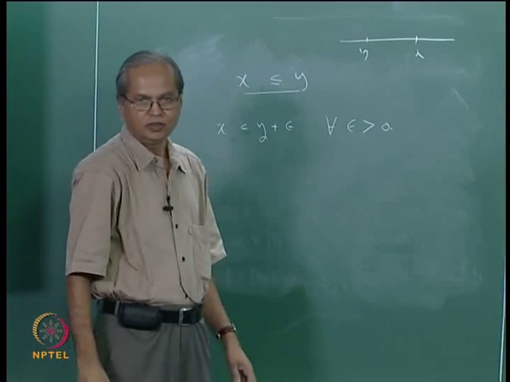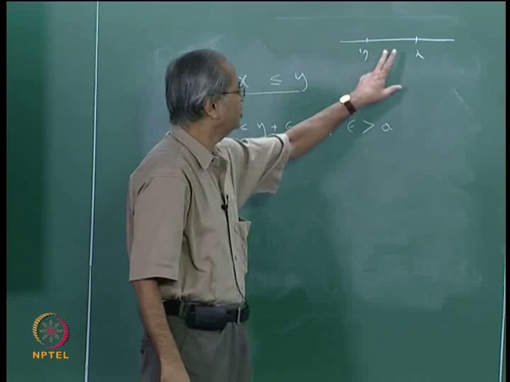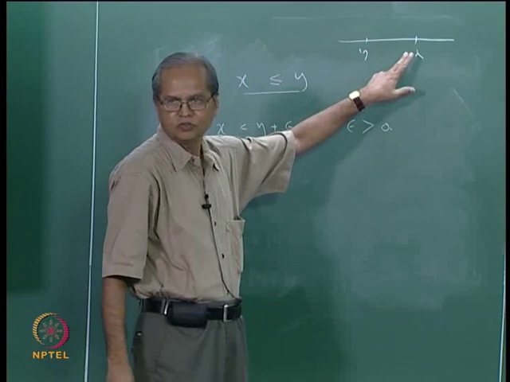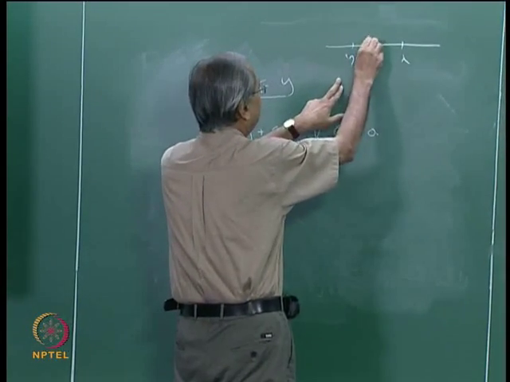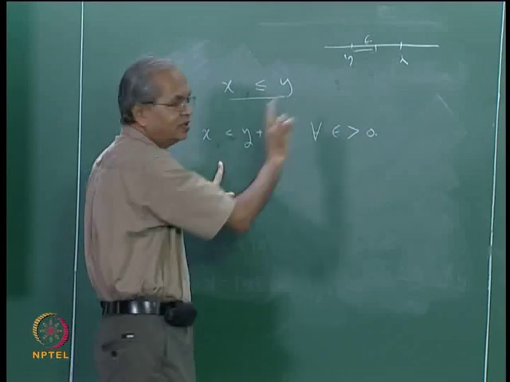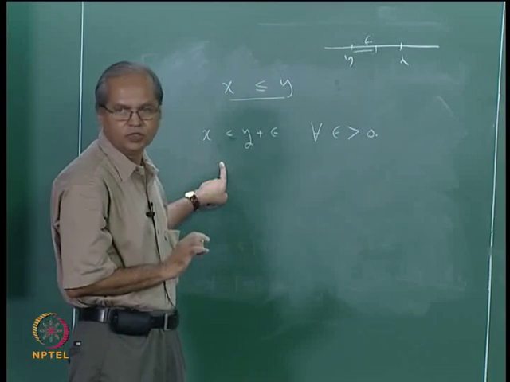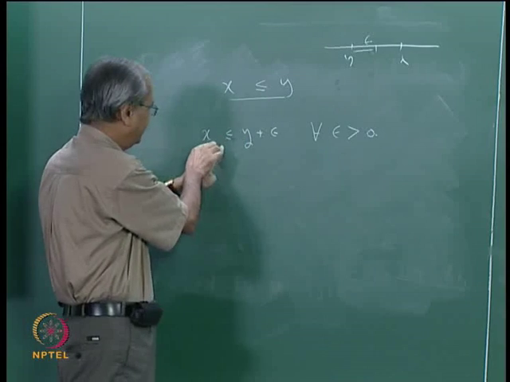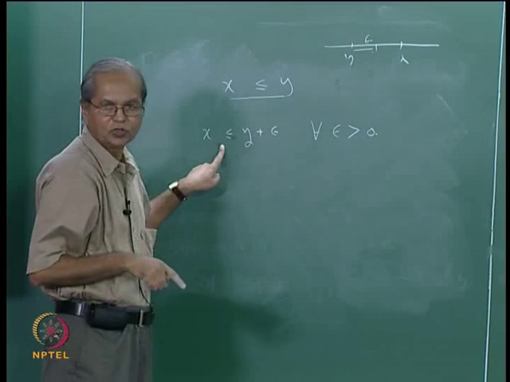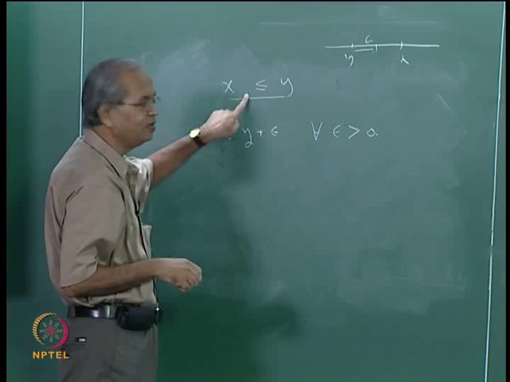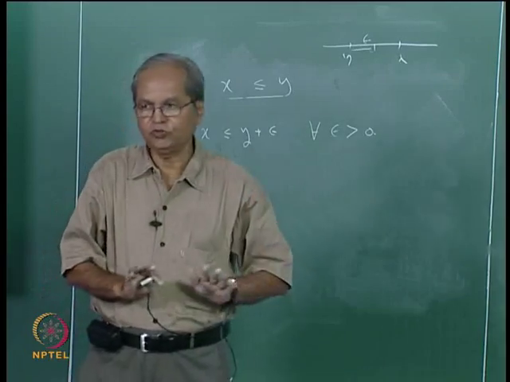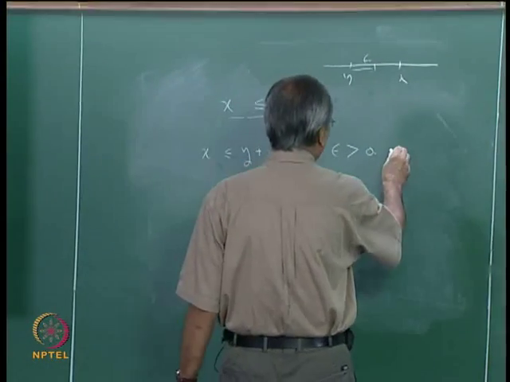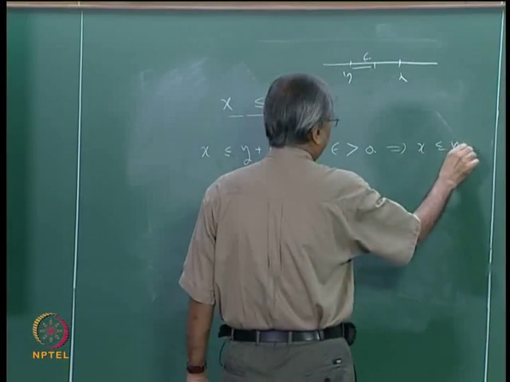Can I take some positive epsilon such that Y plus epsilon is less than X? For example, I can take epsilon as X minus Y by 2. Suppose I take this number as epsilon, then this Y plus epsilon will be less than X. So here in fact I can even take this. Even if we are able to say X is less than or equal to Y plus epsilon for every epsilon bigger than 0, then that will imply X less than or equal to Y. So this is a technique of the proof which is used very often in real analysis.